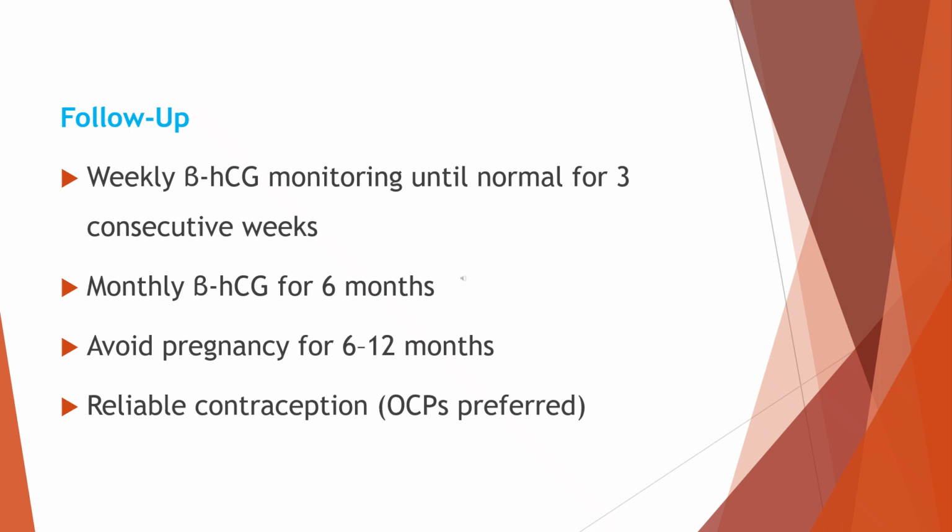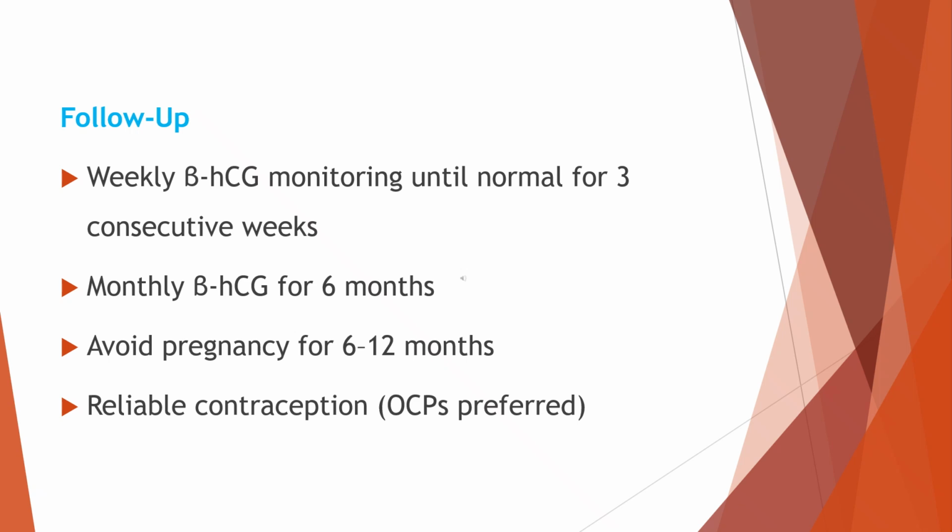Let's see about the follow-up that is very important after managing a molar pregnancy. Once the uterus has been evacuated, the beta-HCG levels must be monitored closely. At first, the levels are checked weekly until they return to normal for 3 consecutive weeks. After that, the monitoring continues monthly for 6 months to ensure that there is no remaining trophoblastic tissue.